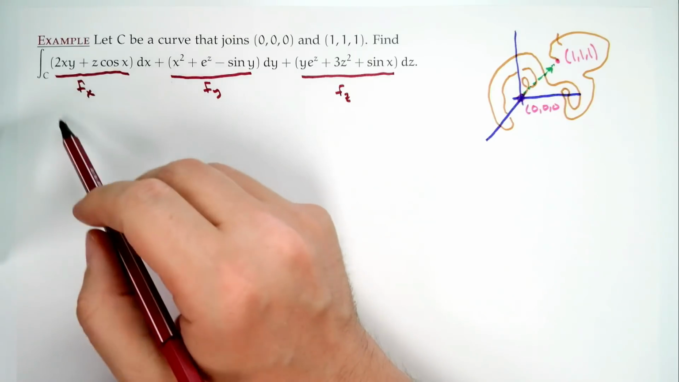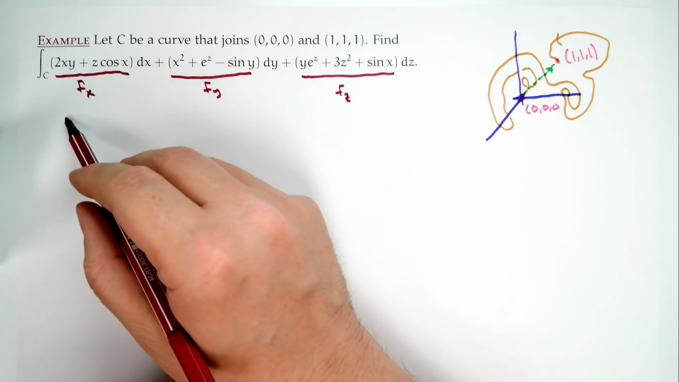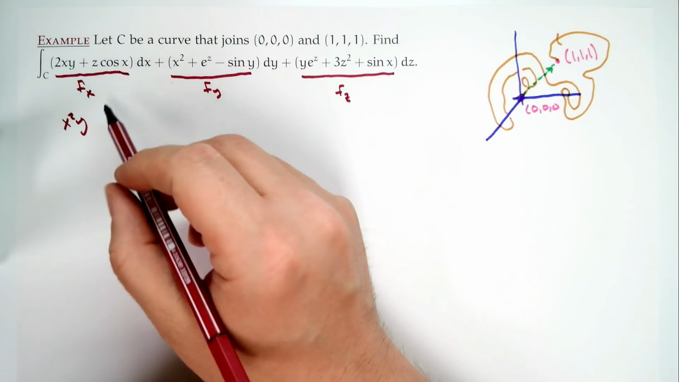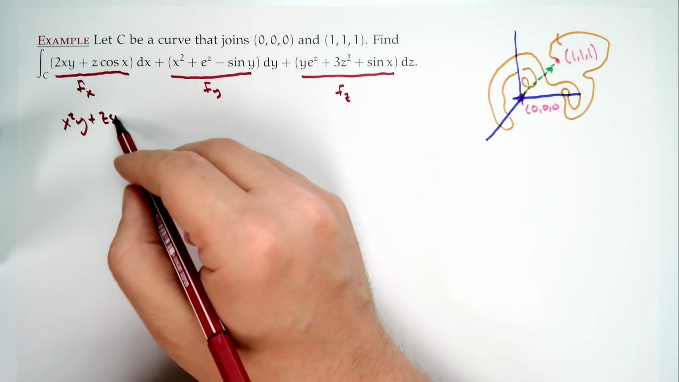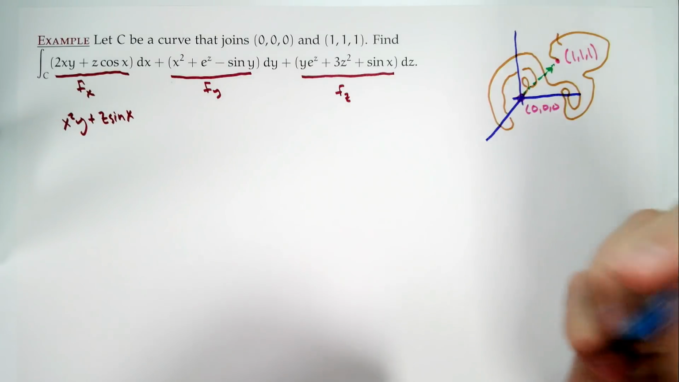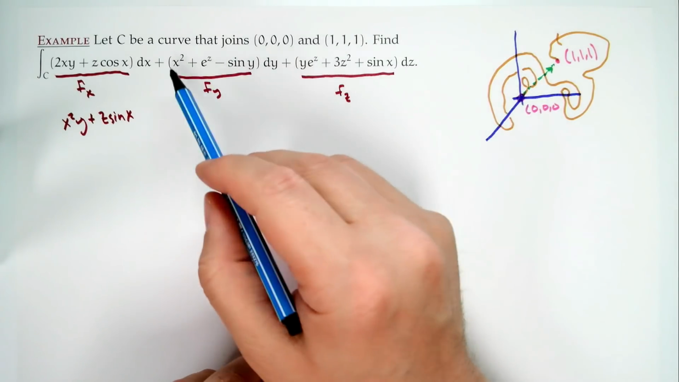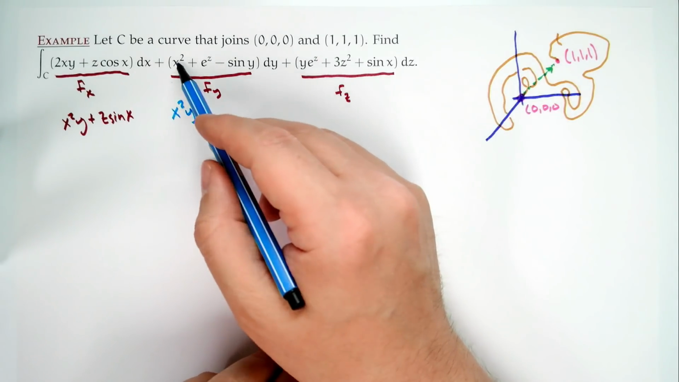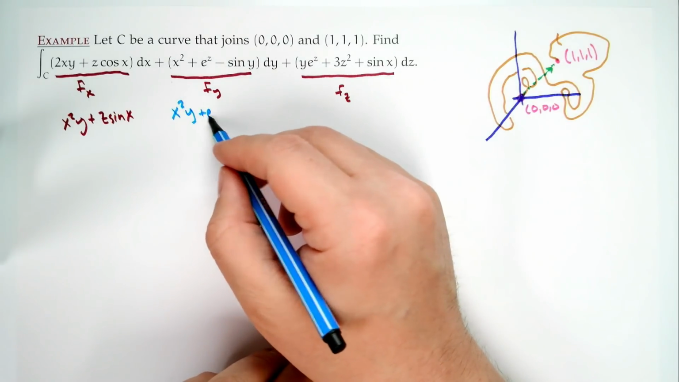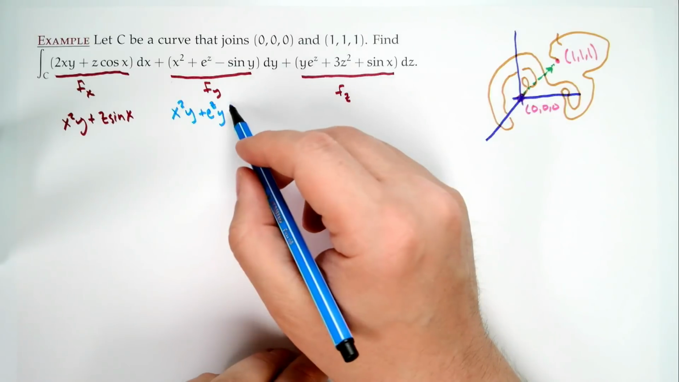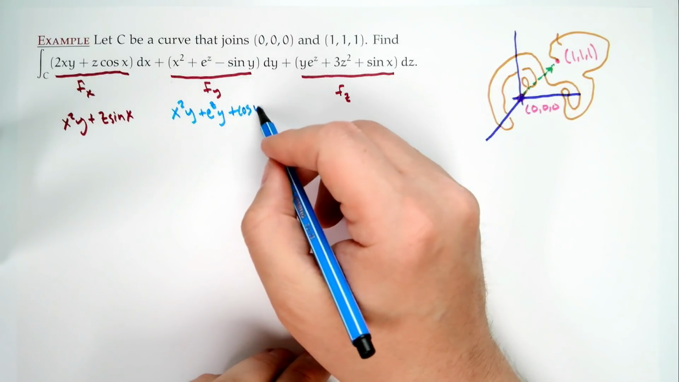So I integrate the first piece with respect to x. The integral of 2xy with respect to x is x squared y. And the integral of z cosine x with respect to x is z sine x. So I'm going to switch colors here as we move across. Now let's take a look at the second term. The derivative of the function with respect to y gave us x squared plus e to the z minus sine y. So x squared y, because I'm taking the integral with respect to y, e to the z y, and then the integral of minus sine y is plus cosine y.